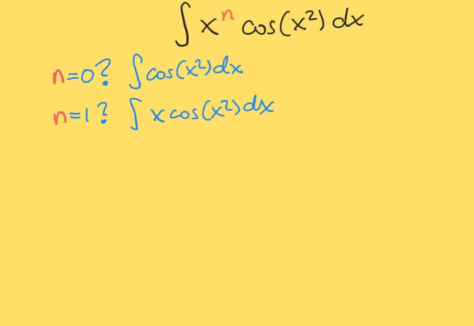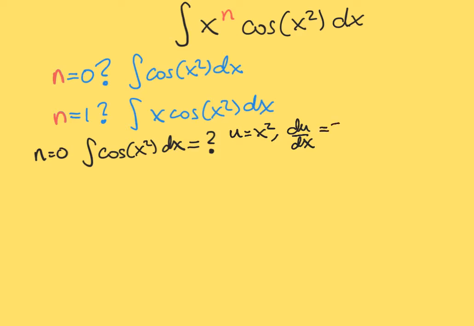So if n is 0, we have the integral of cosine of x squared with respect to x. This is not an integral we can do by inspection. It's not an integral that we know. So what we would tend to do, I think, is to make a substitution because of the argument making it difficult. So I'm going to say that my new variable u is equal to x squared, and that means that du/dx is equal to 2x.